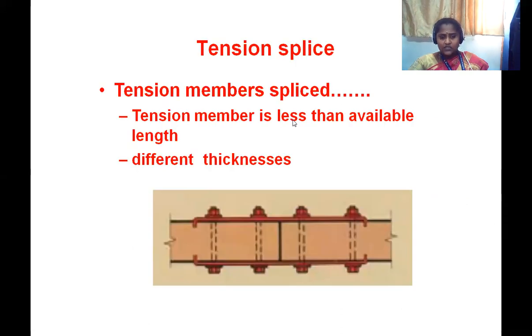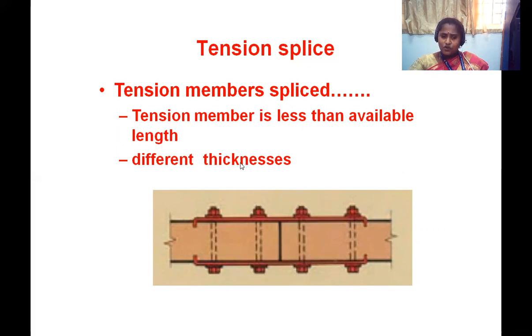And this is your splicing. This is a tension member splice. The splicing concept is not only for tension members. In any member where the length is not sufficient and has to be extended, you have to go for a connection, and that is what we call splicing. This splicing can be done for any element, for beam splicing, column splicing, tension member splicing, whatever it is. The basic requirement is the length.